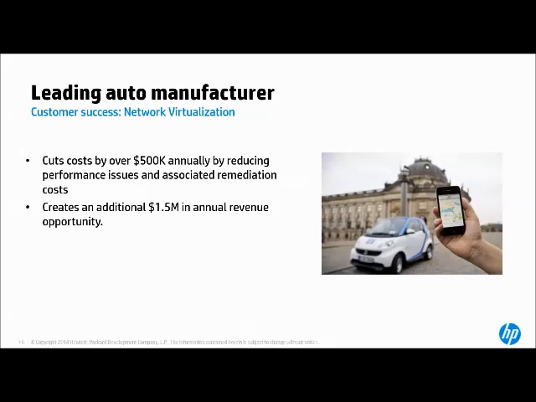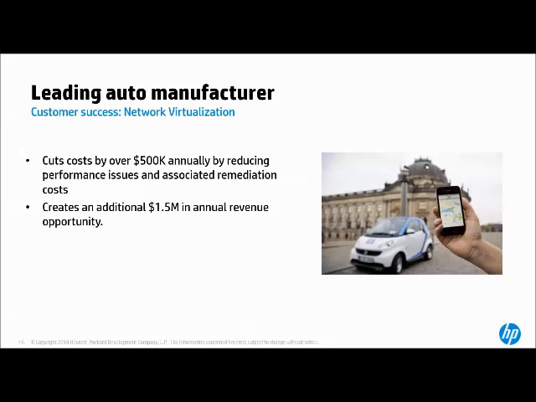So again, a lot of that was due to some of the bits that Shane had introduced us to earlier, with those milliseconds of delay causing lower transaction conversion rates and also more abandonment by your customers. So again, looking at this one example of this leading auto manufacturer is another example that I think is important for us to look at from a practical how-to guide.